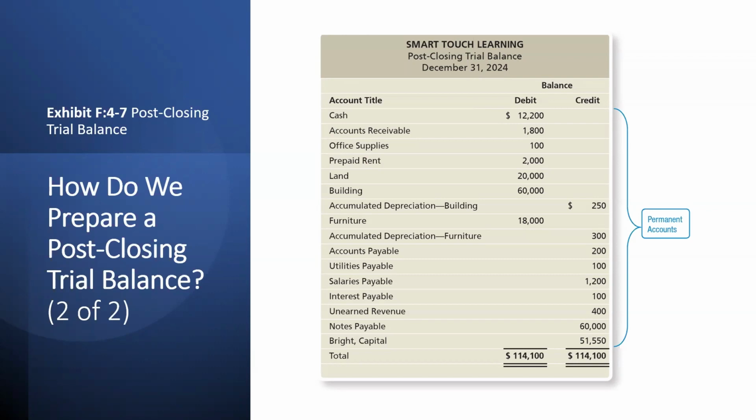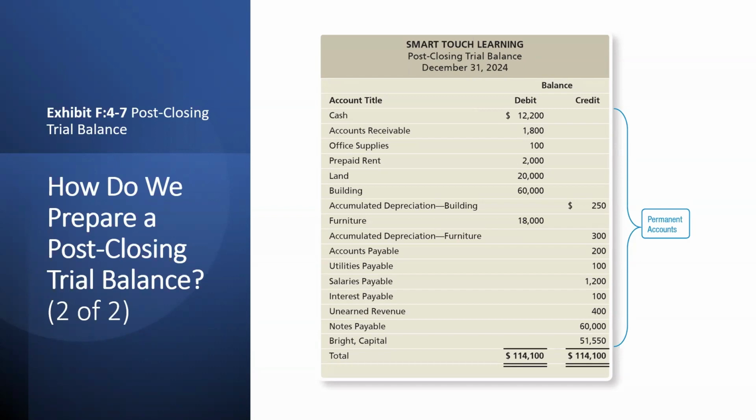At this point, since all the revenue, expense, and owner withdrawal accounts have been closed, they will all have 0 balances. The resulting post-closing trial balance lists only permanent accounts and shows that the debits are equal to the credits. So notice here that the adjusted trial balance for Smart Touch Learning, Exhibit 4.1, and the post-closing trial balance in Exhibit 4.7 are similar.